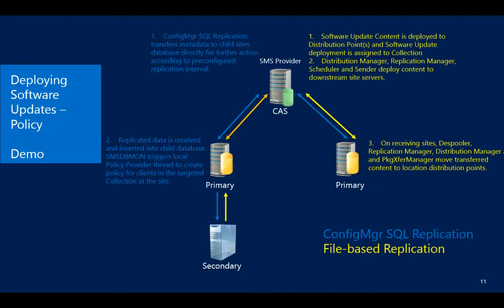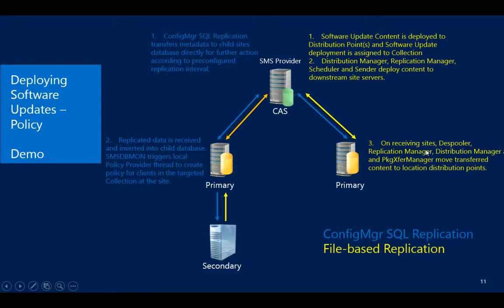Well, actually, how we move the content around at the CAS, there's a few components. Distribution manager comes into play. Replication manager, scheduler, and sender ultimately are involved to deploy the content to the downstream site server. Sender sends it down, right? On the primary site, there's components, despooler, replication manager, distribution manager, that receive and act on the content.